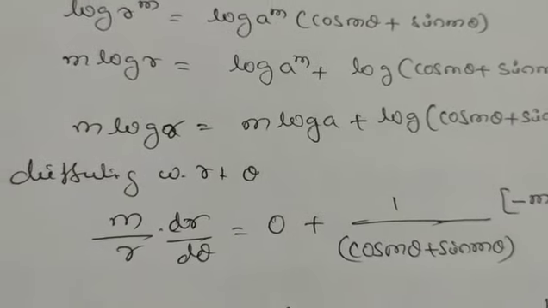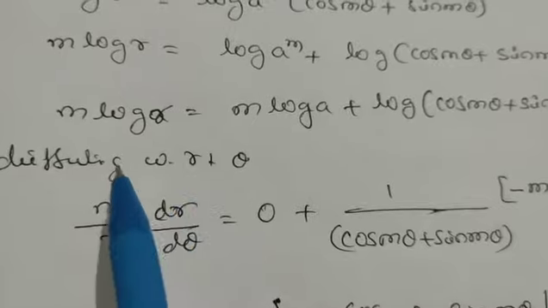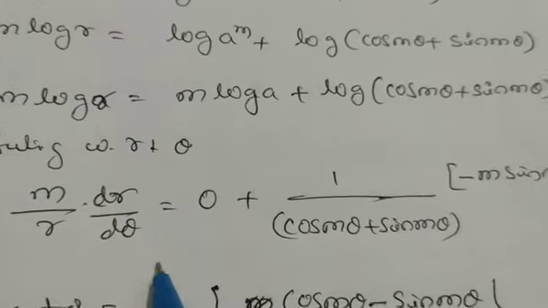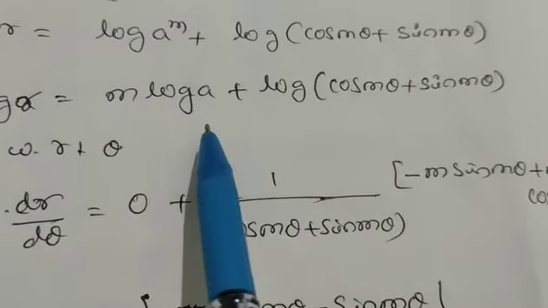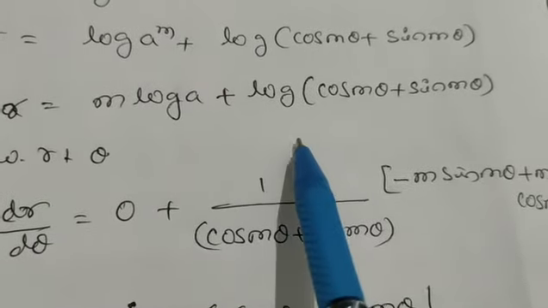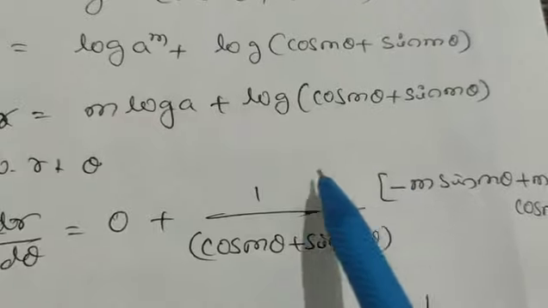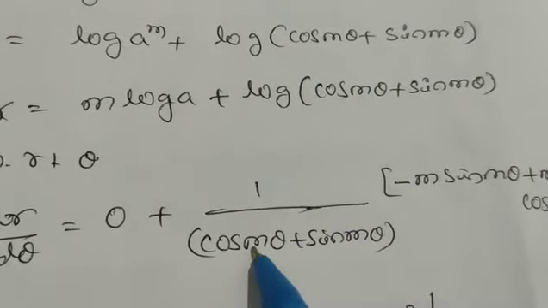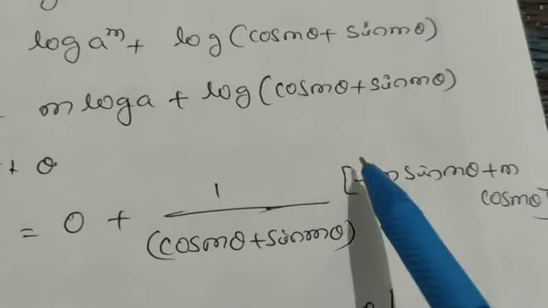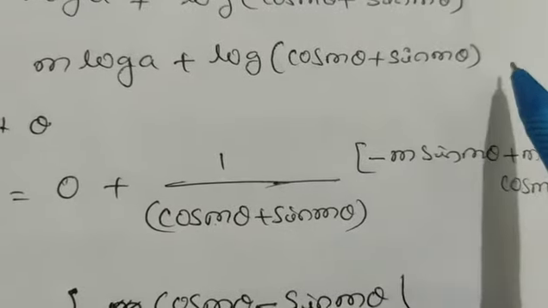Now differentiating with respect to theta, this m as it is, derivative of log r is 1 by r dr by d theta, and for m log a the derivative is 0, and the derivative of log of cos m theta plus sin m theta is, like the derivative of log x is 1 by x, that is 1 by cos m theta plus sin m theta into the derivative of cos m theta plus sin m theta.